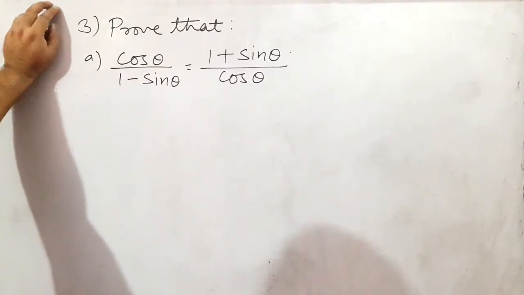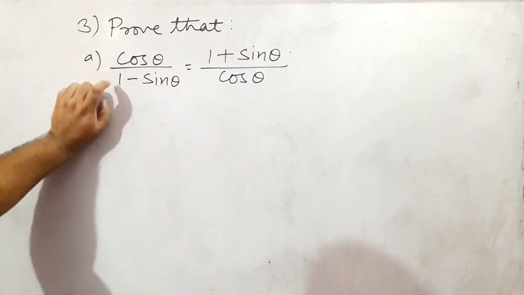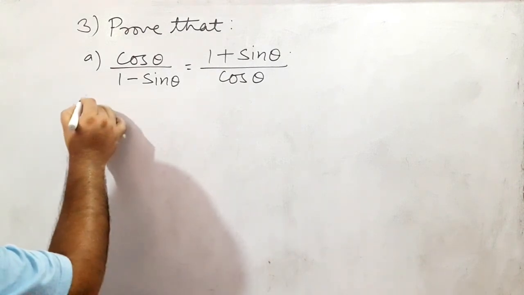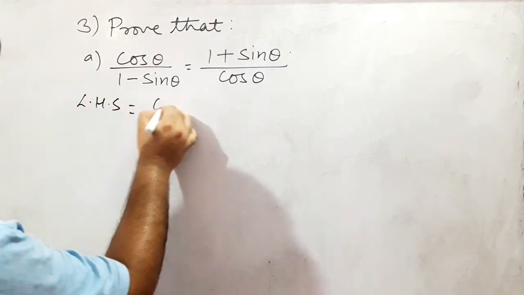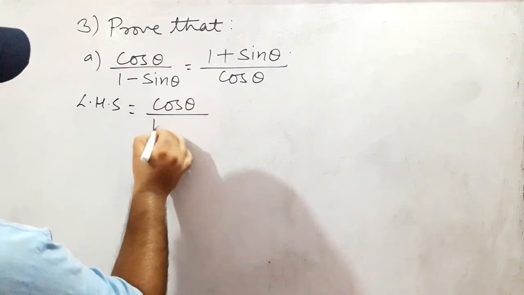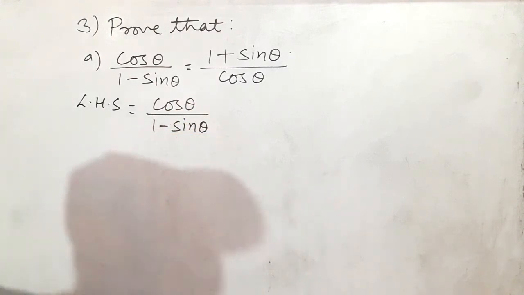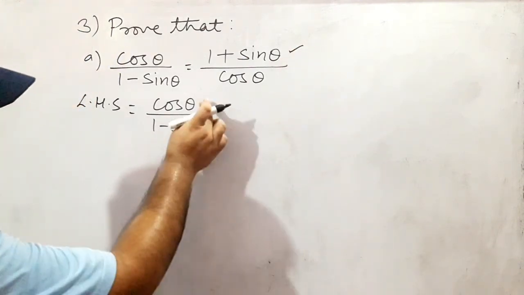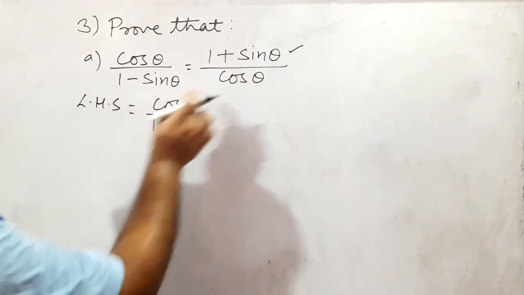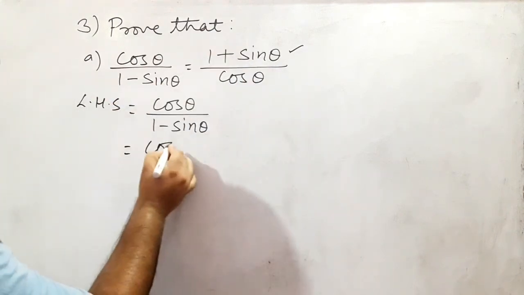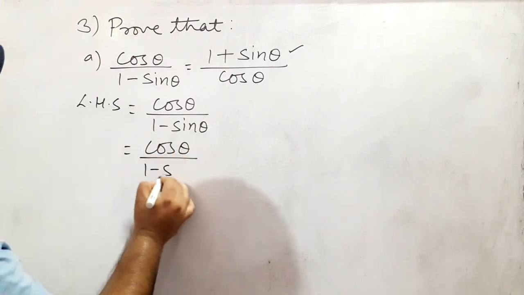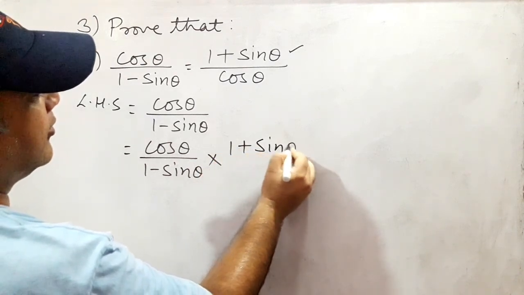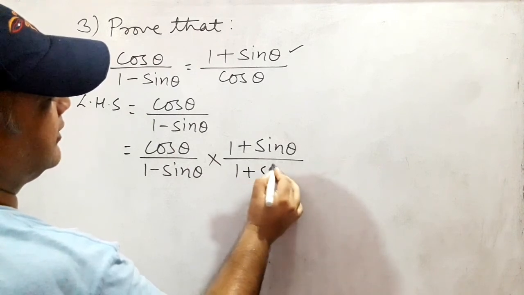Let's continue. Question number 3, prove that cos theta by 1 minus sin theta equals 1 plus sin theta by cos theta. Taking the left hand side, we have cos theta by 1 minus sin theta. On the right hand side, we have 1 plus sin theta. So let's multiply the numerator and denominator of the left hand side with 1 plus sin theta. So cos theta by 1 minus sin theta into 1 plus sin theta by 1 plus sin theta.